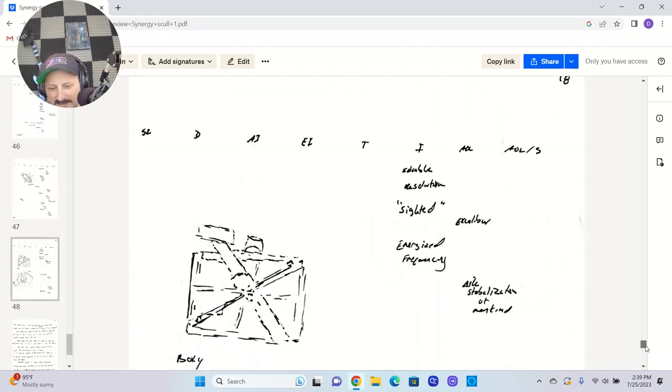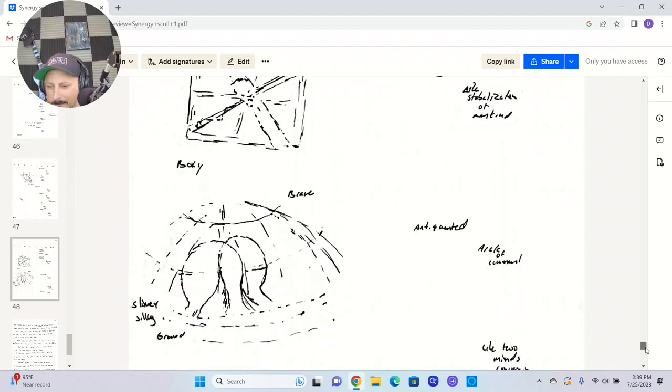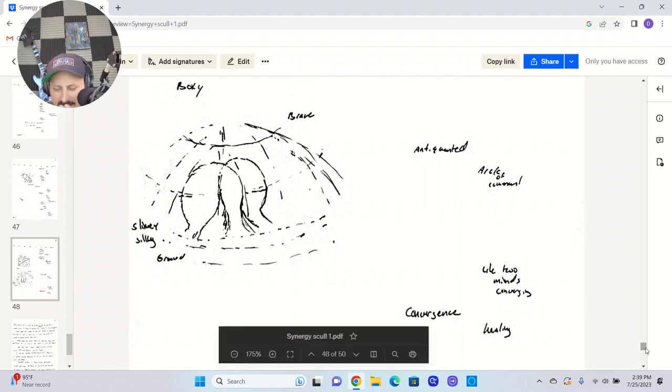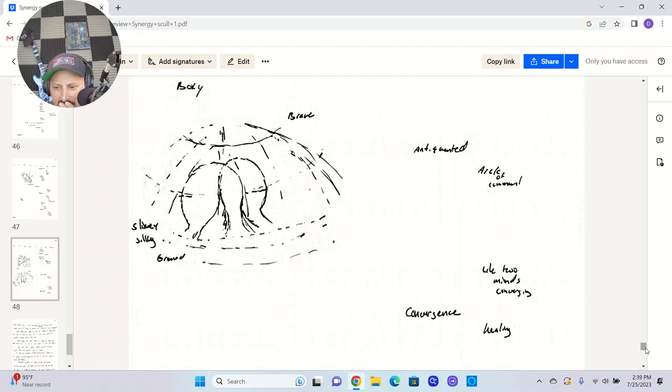Solvable resolution. Cited. AOL break, Excalibur. So again, energized frequency. AOL signal like stabilization of mankind. Antiquated. So right here, this is, to me, two minds converging. That's a visual representation of that, basically. AOL signal, like two minds converging, convergence.